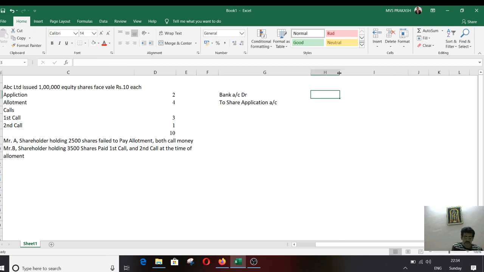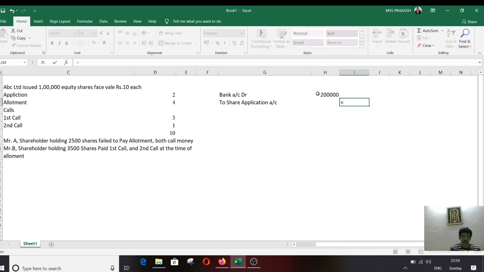1 lakh shares were issued. Of each share, what is the application money? 2 rupees. So ultimately the shareholders are paying 2 rupees on the application. So I had received 2 lakhs in terms of application money. Whatever money you are receiving, that is towards your share application.